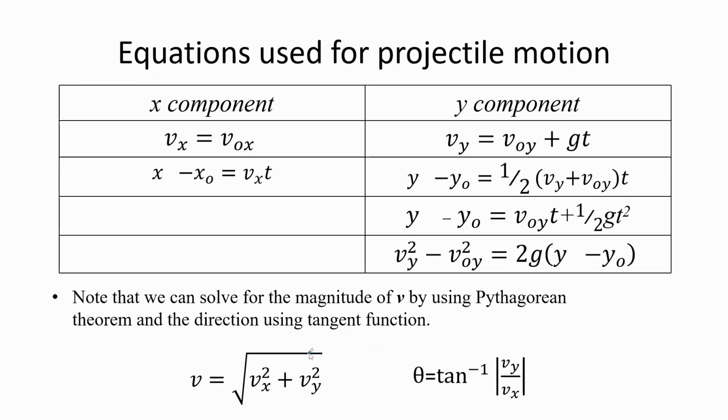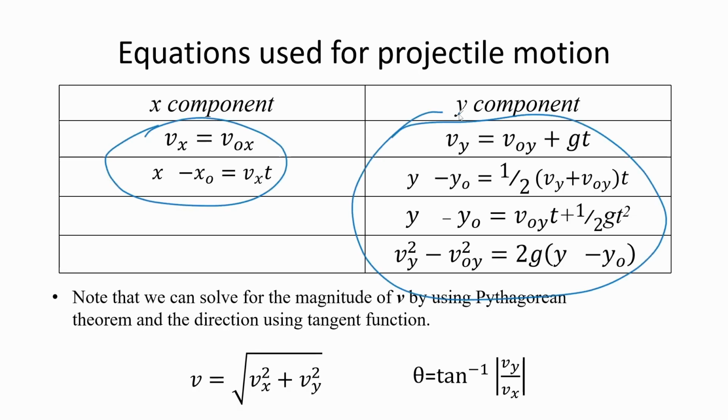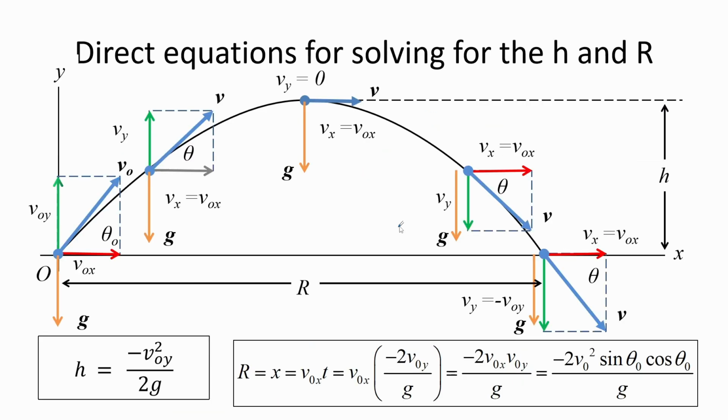So, here are the equations used in projectile motion. You have the x components and the y components. So, these are the equations. Again, we still use the Pythagorean expression to find the magnitude and the direction theta. So, basically, these 8 equations are what you should familiarize yourself with. Okay? Let's move on.